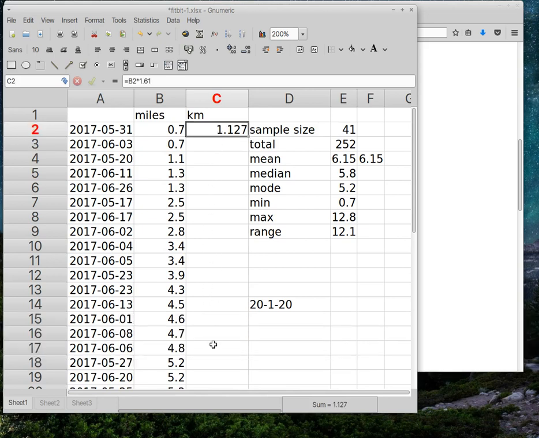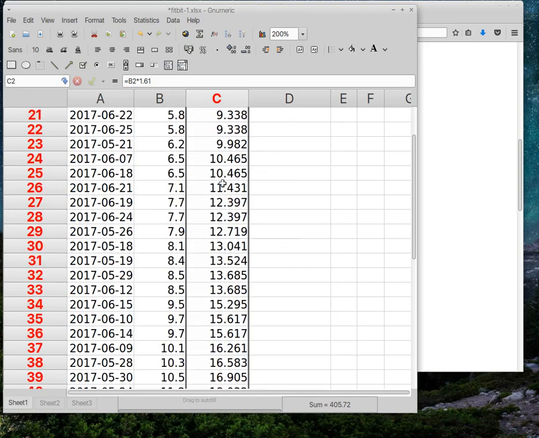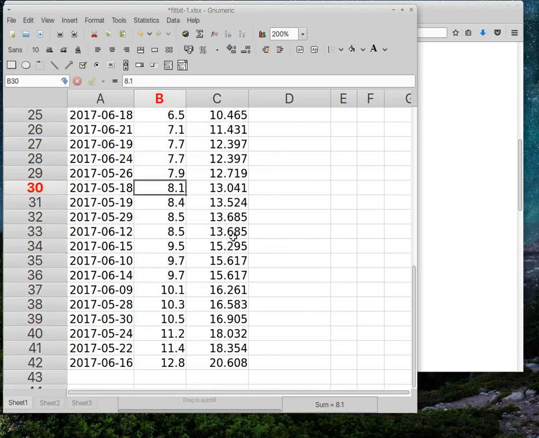I want that formula to go through every day in the data set. The easy way to do that is to highlight the cell you've already done the formula for and double click on the little box in the lower right hand corner. See that little square there? I'll just double click on it and it will fill the same formula down all the way. So for example, this day, May 18th, we walked 8.1 miles. That was a little more than 13 kilometers.